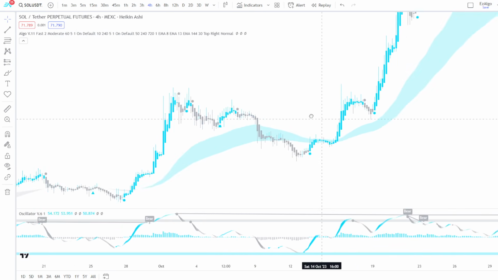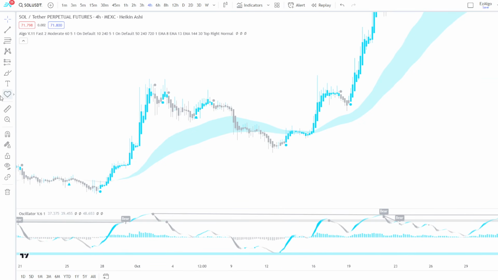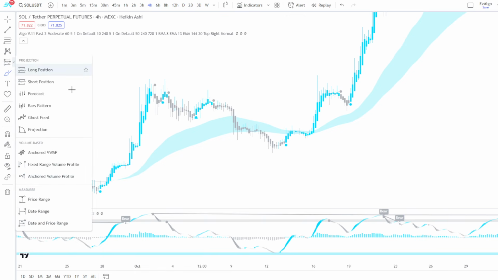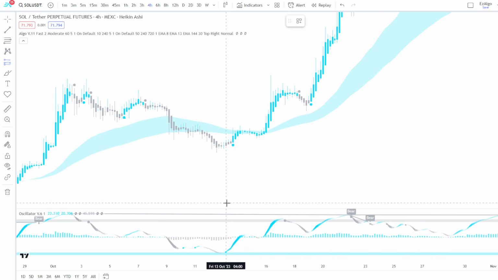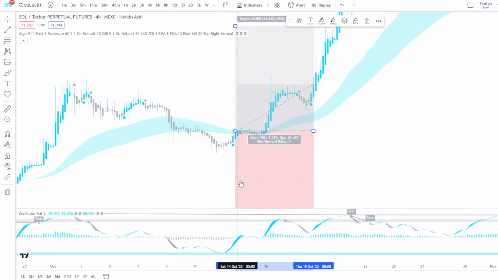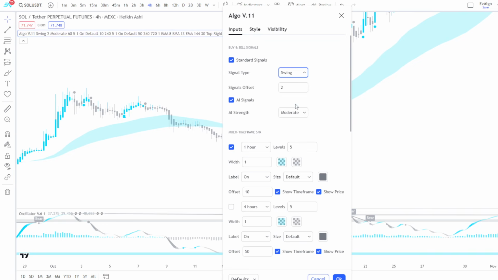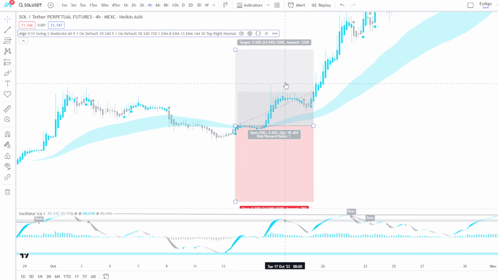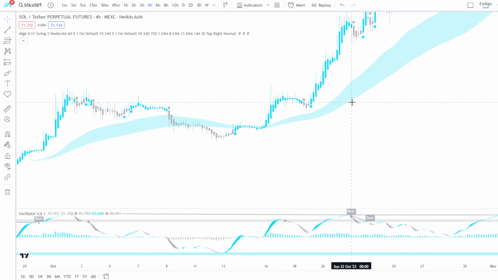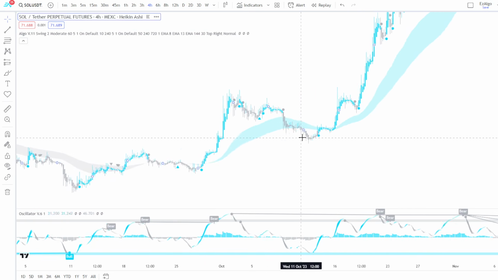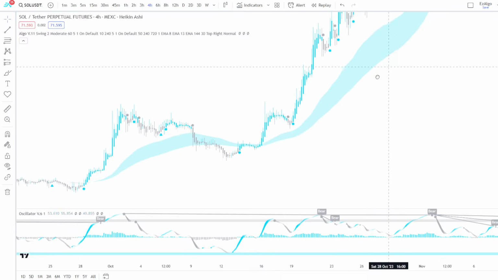The trend cloud is blue, so now longs are valid. You'll see price goes below the trend cloud. This is pure manipulation. So when price is in a bullish trend and price comes below the trend cloud, you can look for long positions. You can see that the oscillator is also oversold, and then we get that buy signal. In this case, you'd probably want to use the swing signals for the buy and sell signals for a little bit more confirmation, and price explodes to the upside.